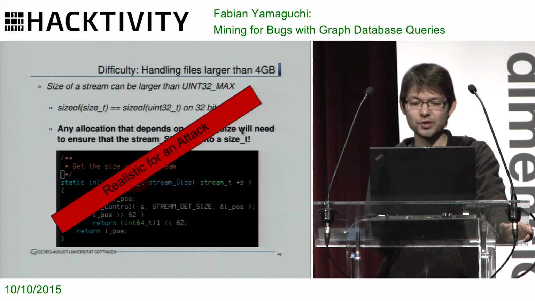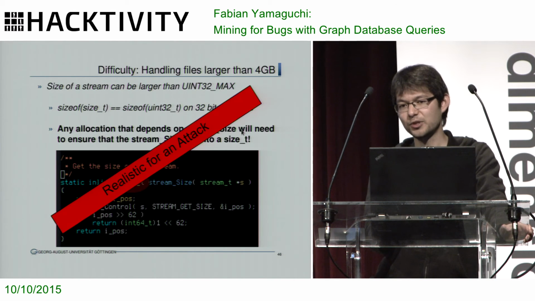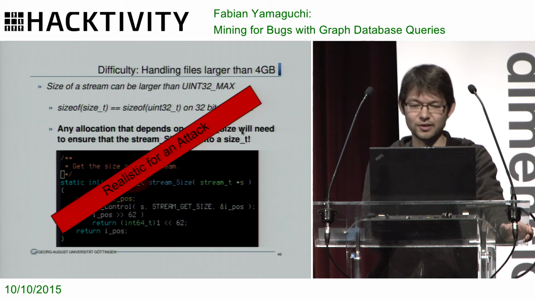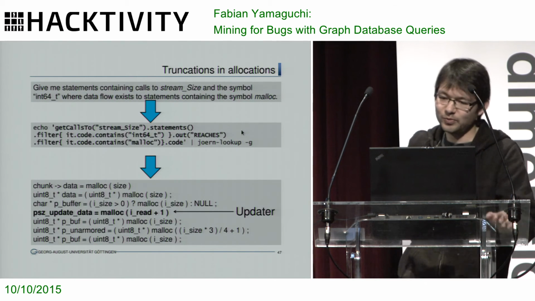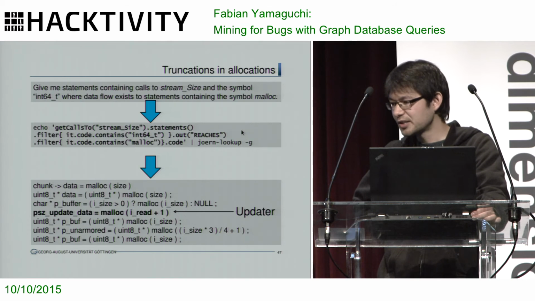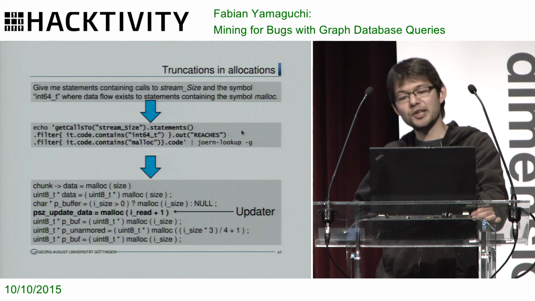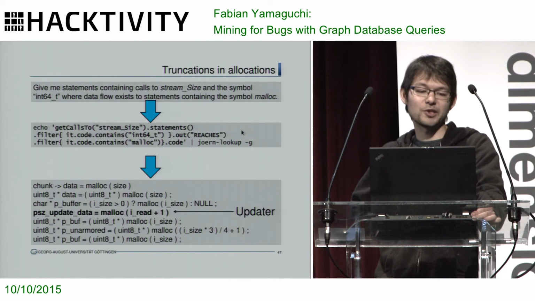Yeah, so the idea was, and this is realistic for an attack because a video can be larger than 4 gigabytes and nobody would say, oh, wow, this must be malicious. No, it's just a video. That's why it's that big. All right, so let's look for truncations inside allocations related to this. So give me statements containing calls to stream size and the symbol int64, where data flow exists to statements containing the symbol malloc.